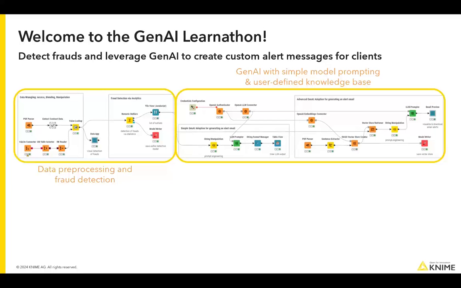We're going to see how we can prompt a large language model within KNIME, first with a simple prompt style, and then we're going to introduce a more complex system, a retrieval augmented generation system, and then we're going to see how we can produce custom emails.